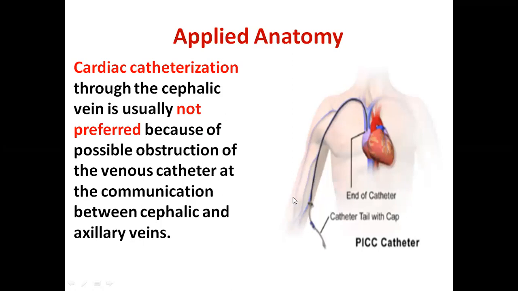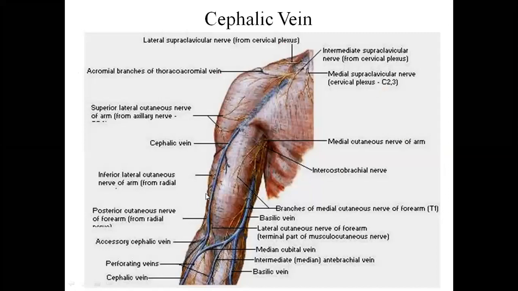Okay, see, this is our cephalic vein, and this is the deltopectoral groove where it has taken a bend. It doesn't go straight forward. It has a bent course to open into the axillary vein. That's the reason we usually do not choose cephalic vein for the purpose of putting a catheter. So for cardiac catheterization, we usually do not prefer cephalic vein because it is not directly opening into axillary vein. Instead, it is taking a bend.